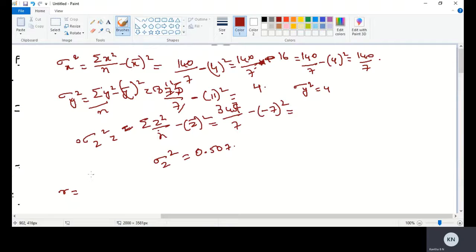The next R is equal to formula. Write down the coefficient of correlation formula. R is equal to sigma x square plus sigma y square minus sigma of x minus y whole square, whole divided by 2 into sigma x into sigma y. Here sigma x square value is 4.